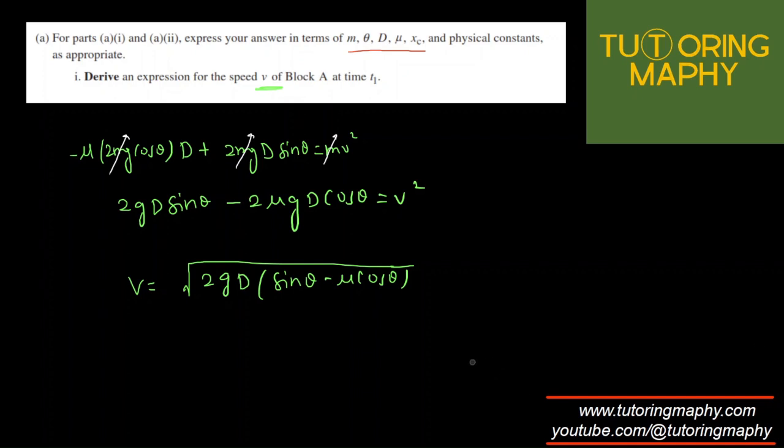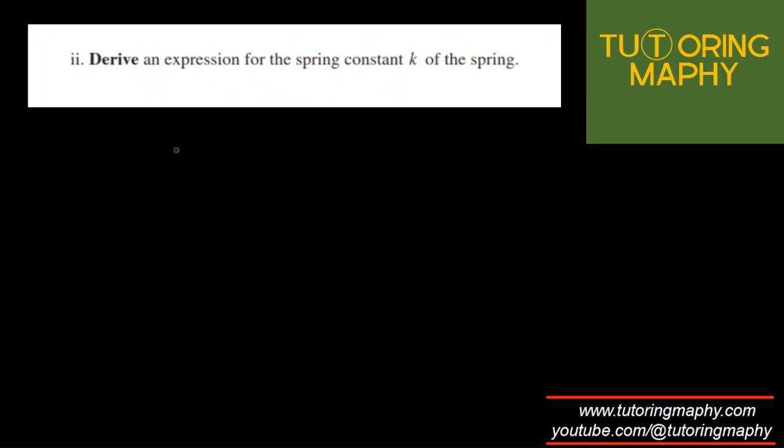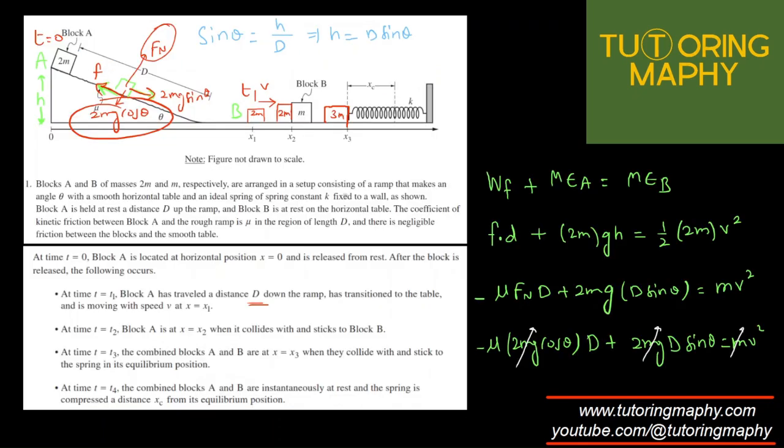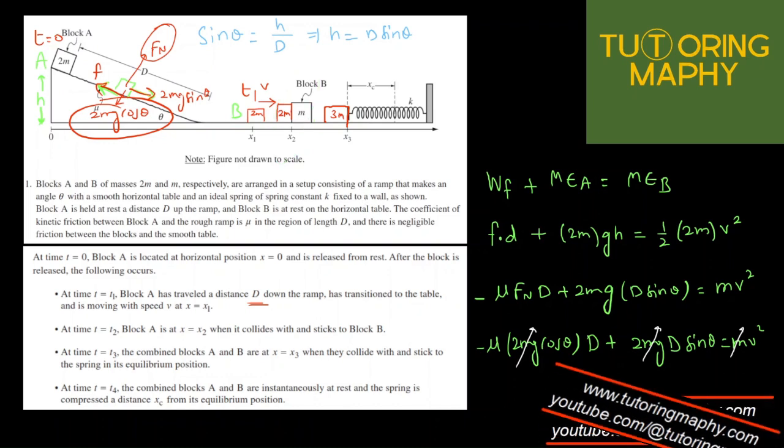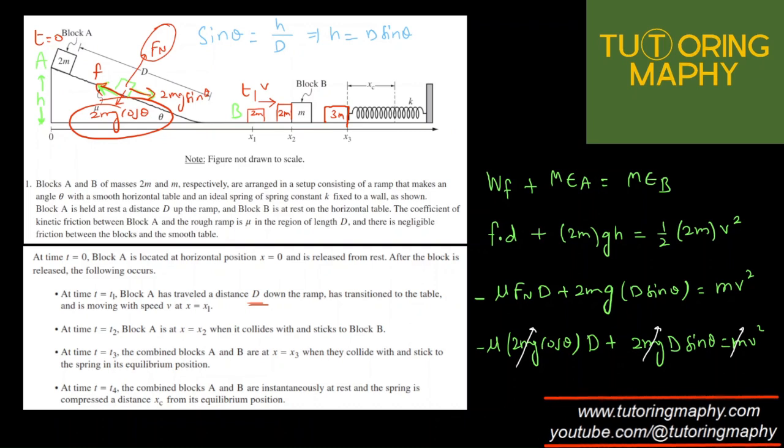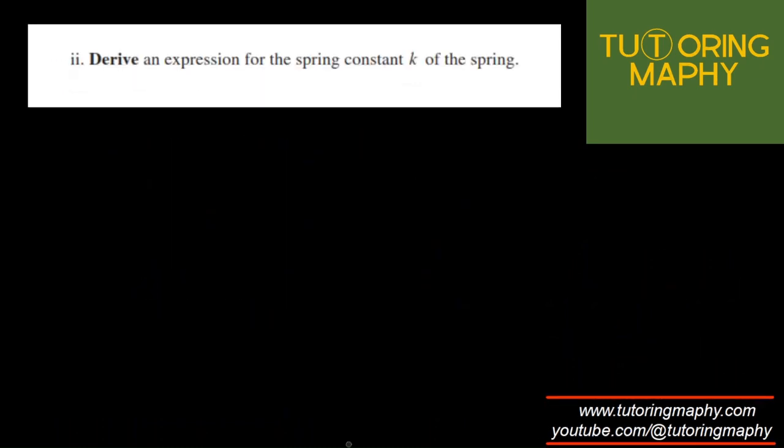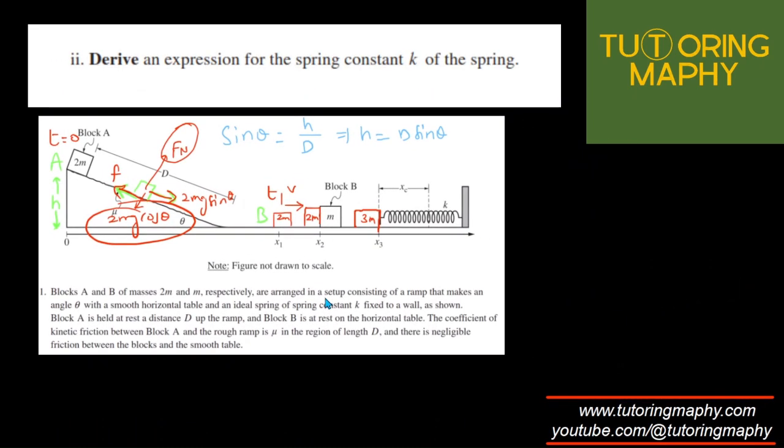Let's talk about the next question. We have an expression for the spring constant K of the spring. So I think for a spring constant, once again, we can conserve the energy. But before conserving the energy, we definitely need to take this perfectly inelastic system or collision into account. So let me just take this entire thing so that I don't have to go back and forth.